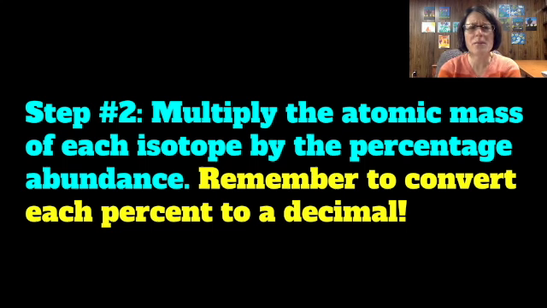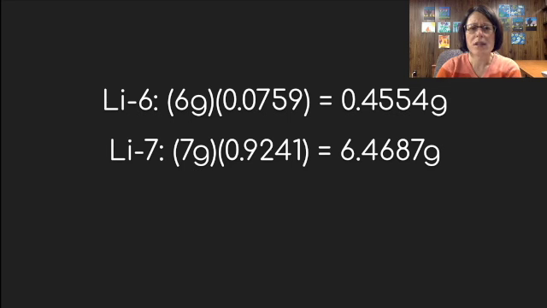Step 2 is to multiply the atomic mass of each isotope by the percentage abundance. Remember to convert each percent to a decimal. So this is like money. If I say I gave you 92 cents, you would write that as a decimal as 0.92. Okay? So I did that here.